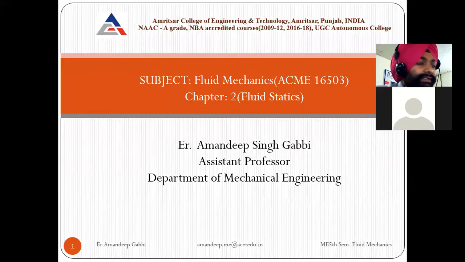Now we are moving to our next chapter, that is fluid statics, the second chapter of your syllabus. The previous chapter was an introduction to fluid mechanics, in which we did viscosity, surface tension, and some related terms: mass density, specific gravity, capillarity, surface tension, and the last topic, cavitation, right?